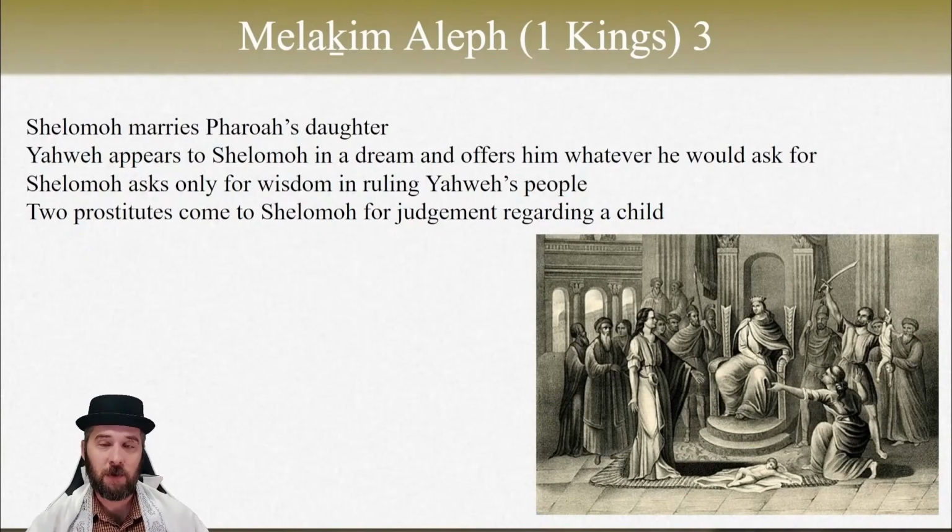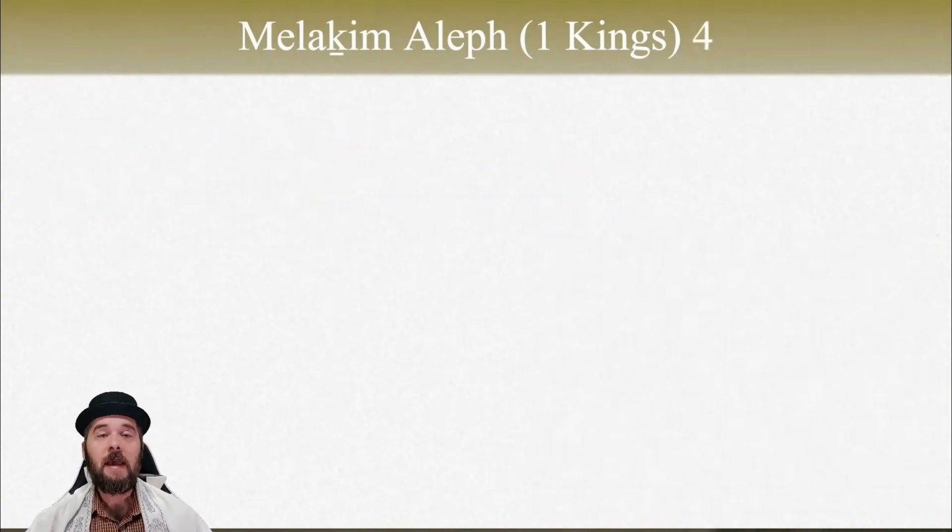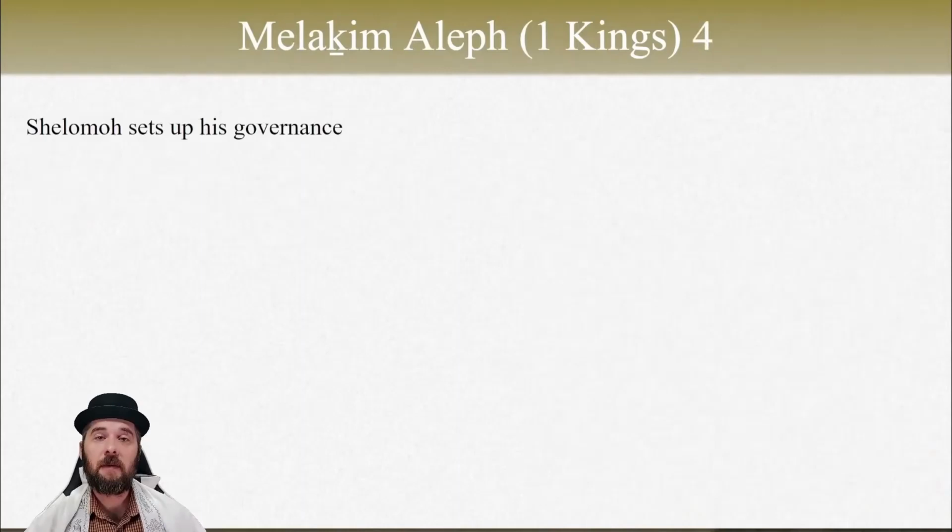It just wasn't recorded in Scripture. But you don't get it recorded anyways. Then going on into chapter 4 of 1 Kings. And here we see how Shlomo is setting up the governance of the kingdom of Israel. It says that he set up this person over here to rule this and this person over there.